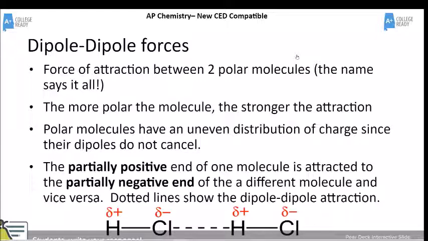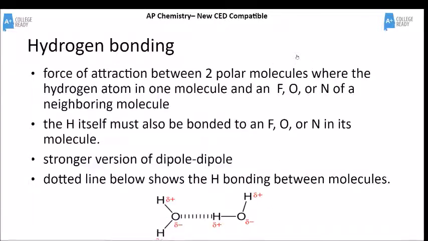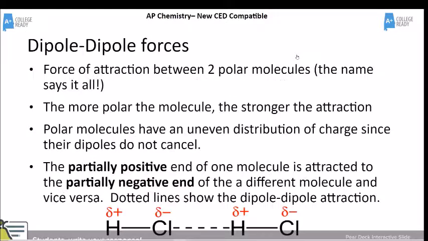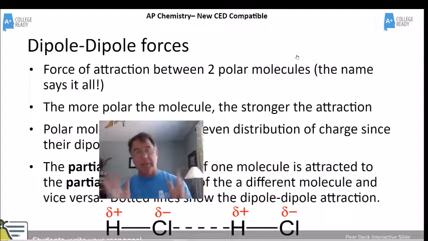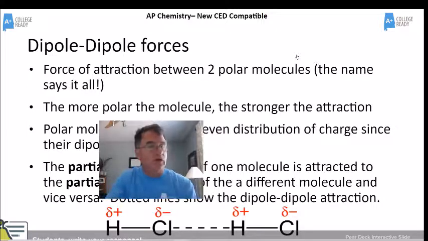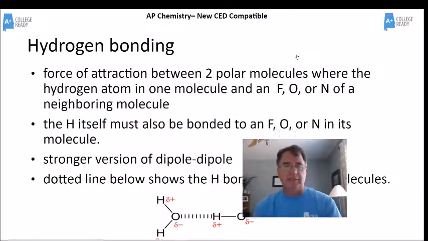The hydrogen has a partial positive charge. The chlorine has a partial negative charge. And so the negative side of one molecule will be attracted to the positive side of the other molecule, and we call that a dipole-dipole force. So what's a hydrogen bond then? A hydrogen bond is a dipole-dipole force, so 2 polar molecules, but they aren't just polar, they're like crazy polar. So you've got regular dipole-dipole, and then you've got crazy strong dipole-dipole, and we invented a new term for that, and we called that hydrogen bonding.